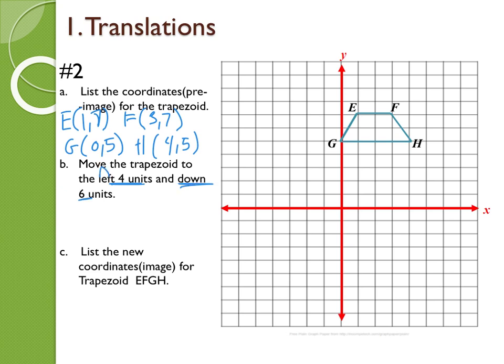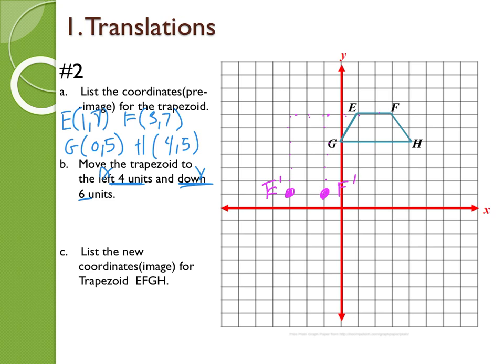So my X is going to move to the left, and then my Y is going to move down. We'll start with my E, and I'm just going to count over 4: 1, 2, 3, 4, and down 6: 1, 2, 3, 4, 5, 6. Mark my point, and it'll be E prime. F: I'm supposed to only go 4 to the left and down 6: 1, 2, 3, 4, 5, 6.